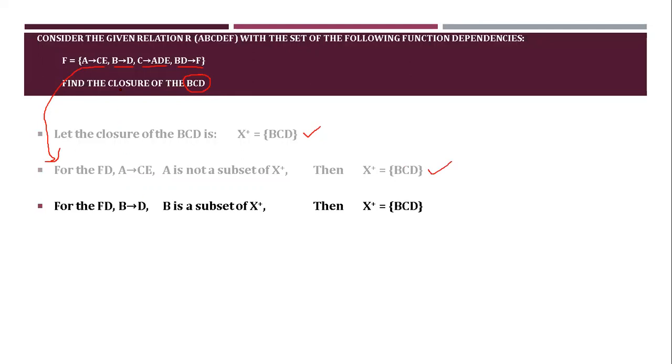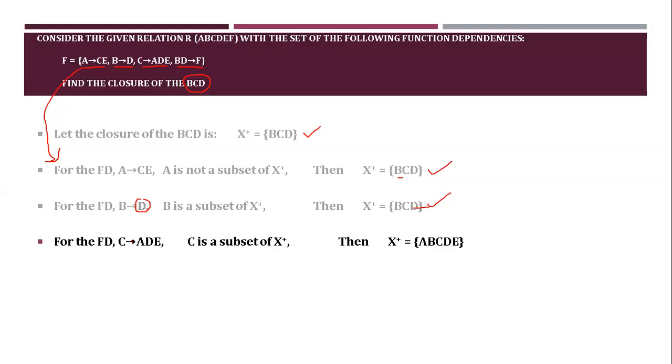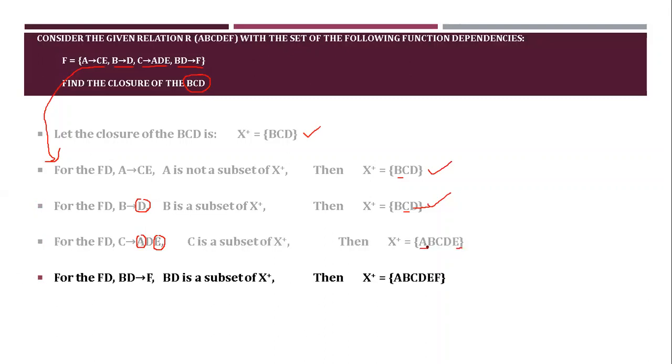Now for the FD B determines D, the second FD. B is a subset of X plus. Yes, B is a subset of X plus. So B determines D over here, and D is already there. So no need to add D again, right? Now C determines ADE. Yes, C is there. And A is not there in X plus, and E is not there in X plus. So add this A and E in X plus. Now the X plus is A, B, C, D, E, right?